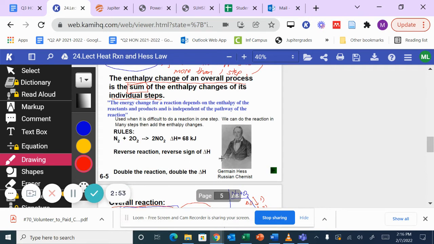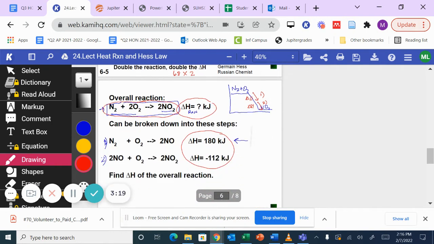Okay, the rules state that if you reverse this reaction, you have to change the sign. So it'll be negative 68 kilojoules. And if you double the reaction, let's say we double everything, then you're going to have to multiply 68 times 2. You have to double the delta H as well. Okay, let's do this problem.